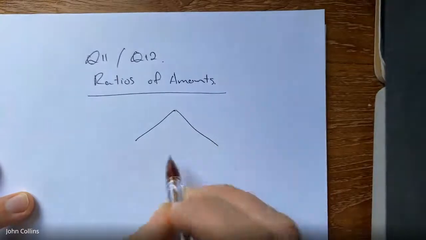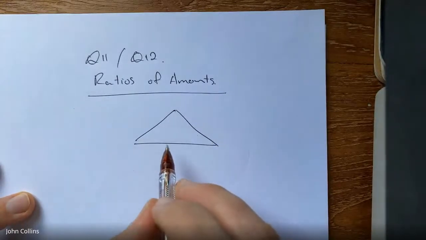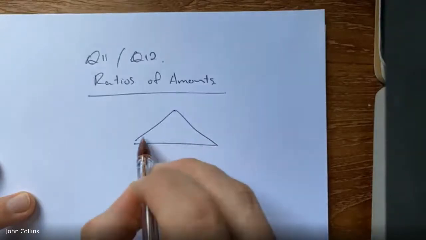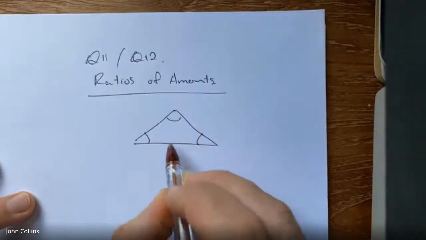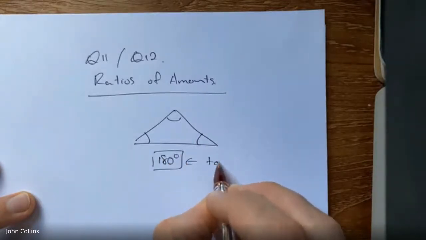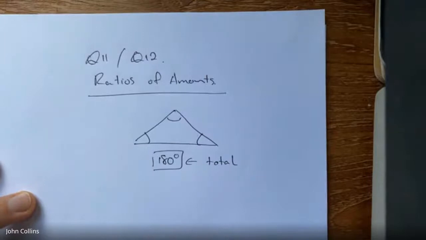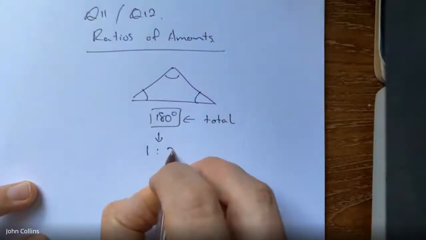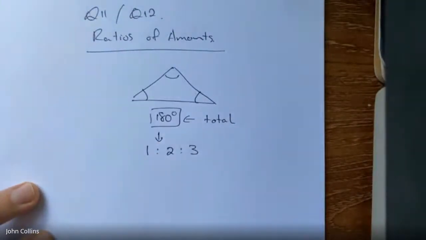So a triangle, does anyone know how many degrees would be in a triangle? It's 180, I think. 180 degrees in a triangle, yeah. So this angle plus this angle plus this angle are 180 degrees. So the total, in other words, and we'll get onto this later in the year, this you may remember from year 6, the total is 180 degrees. And this has to be split up in the ratio 1 to 2 to 3.